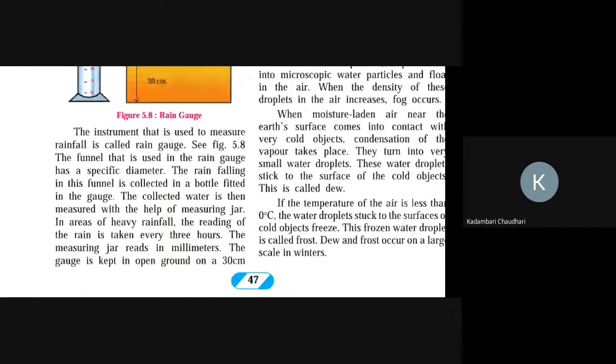The instrument that is used to measure rainfall is called a rain gauge. See figure 5 and 8. The funnel that is used in the rain gauge has a specific diameter.